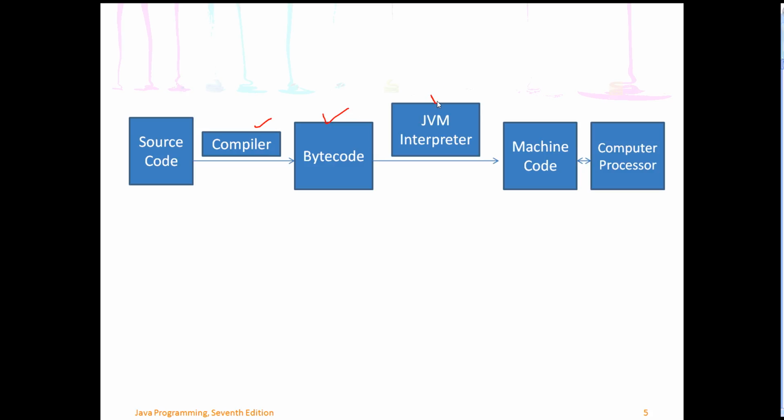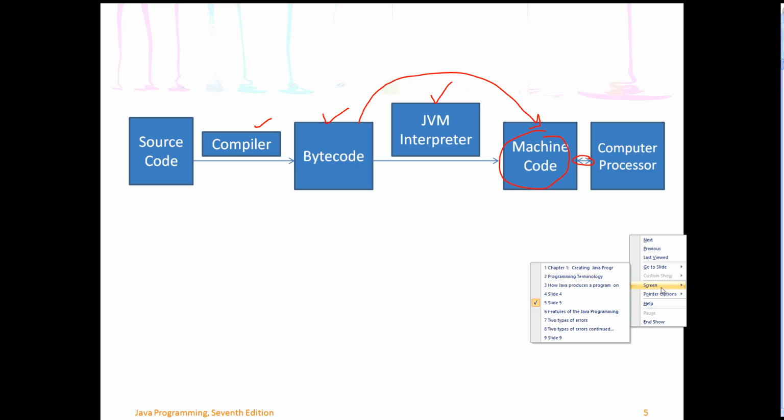And then the JVM, or the Java Virtual Machine, uses the interpreter to take this bytecode and convert it into machine code. The machine code then is based on the computer's operating system. I have this arrow going both ways, because the computer can see that machine code and operate it and do what it's supposed to do based on the instructions given in it. So that is how that works.